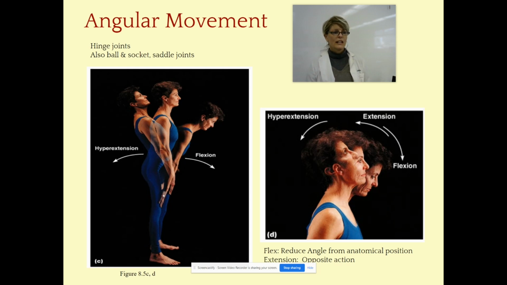So here's an example of this woman flexing her torso, flexing at the hip, you could say, and this is her coming back to anatomical position is extension, and then going beyond that is hyperextension. Same with her neck: flexing her neck, extending her neck back to anatomical position, and then hyperextended. You may have heard of a hyperextended joint if you've bent your elbow or your knee farther than it should have and damaged some of the tendons that are holding it into place.